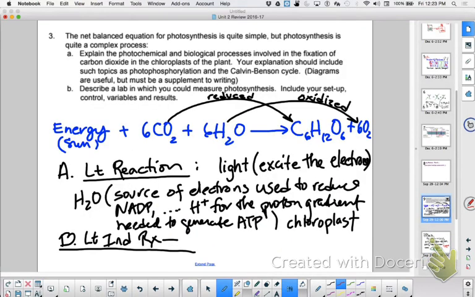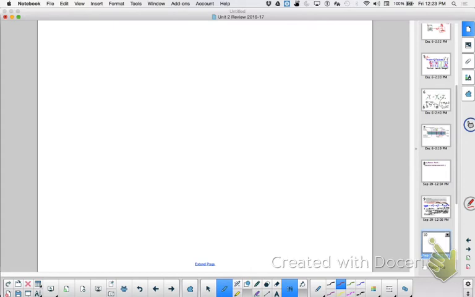Okay, so again, it says diagrams are useful, but it has to be a supplement to any writing that you're doing. You want to be able to convey it out. Then B says, describe a lab in which you can measure photosynthesis, include your setup, controls, variables, and results. That was the first thing you did for me this year, was a lab. What was that lab we did?